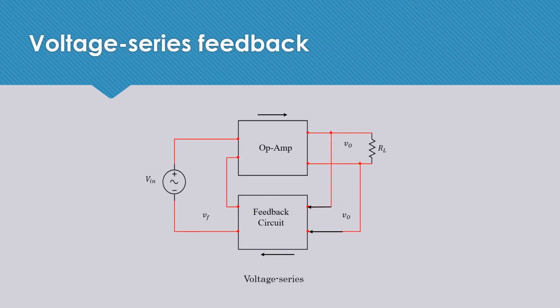So this is the voltage series feedback configuration. In this you can see the op-amp is the forward path and this is the feedback path. The voltage across the load resistance is the input to the feedback circuit. This is V0, and the output of the feedback circuit is Vf, that is the feedback voltage.